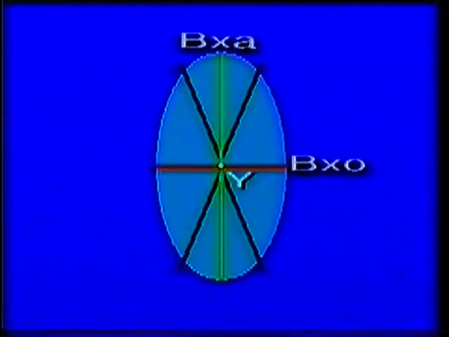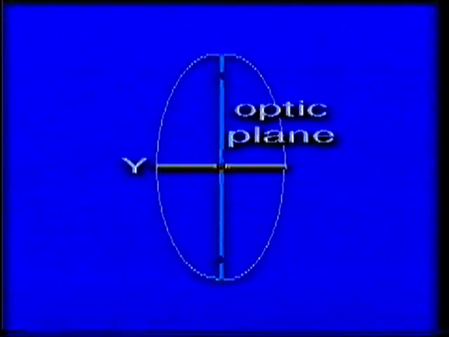The acute bisectrix, BXA, is the vibration direction bisecting the acute angle between the optic axes. The obtuse bisectrix, BXO, is the vibration direction bisecting the obtuse angle between the optic axes. Y vibrates normal to the optic plane, here shown edge on.